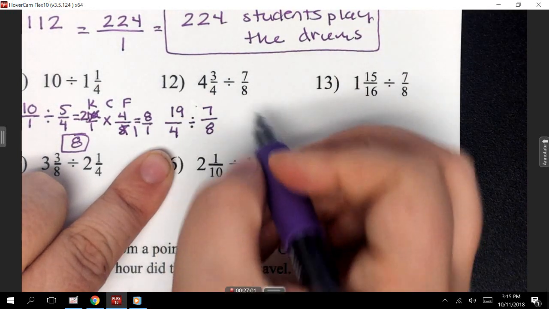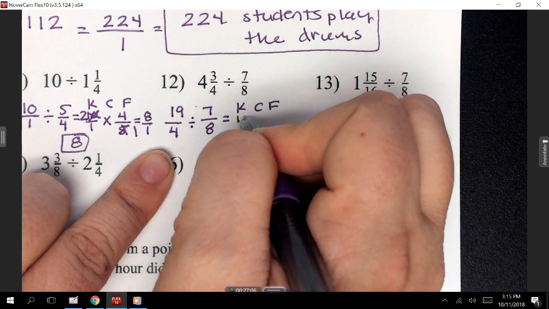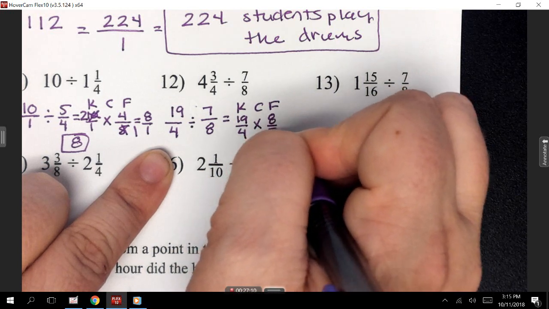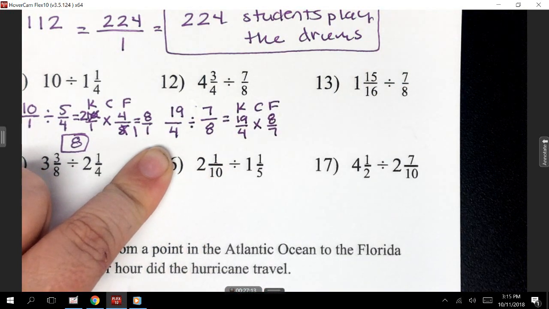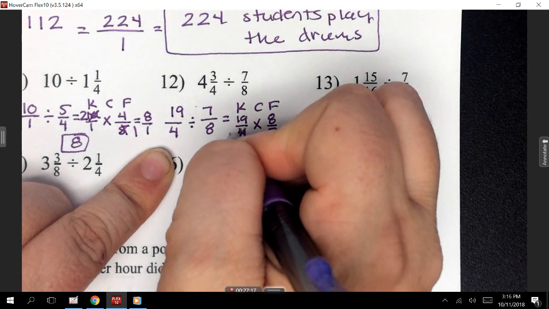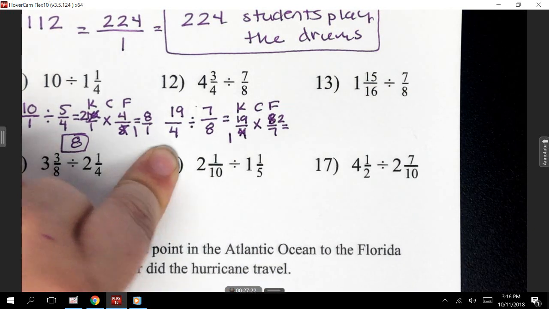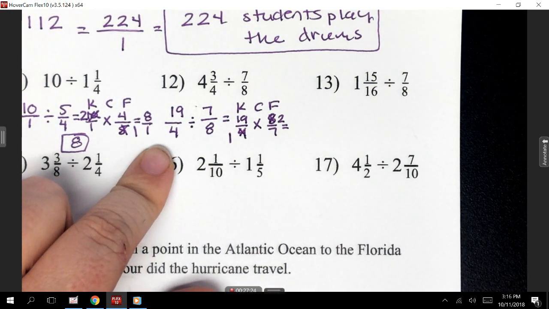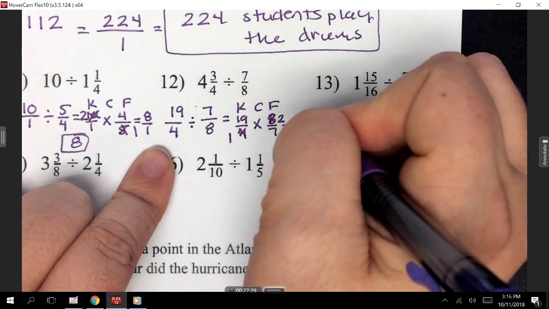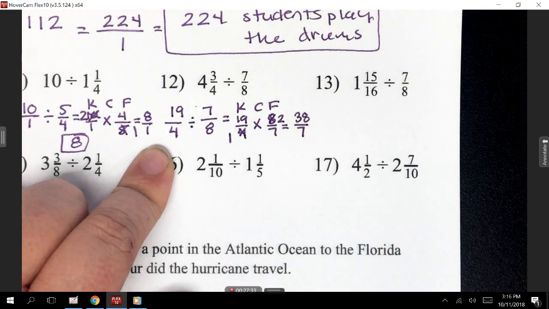So now that we have my division, we need to keep, change, flip. We're going to keep 19 over 4, change it to multiplication, and we flip that fraction. All right, when I look for simplifying, that 4 and that 8, 4 will go into 4 once, 4 will go into 8 twice. All right, 19 and 7 won't simplify, 2 won't simplify with 7, so we're done now on simplifying. All right, 19 times 2 is going to give me 38 over 7.